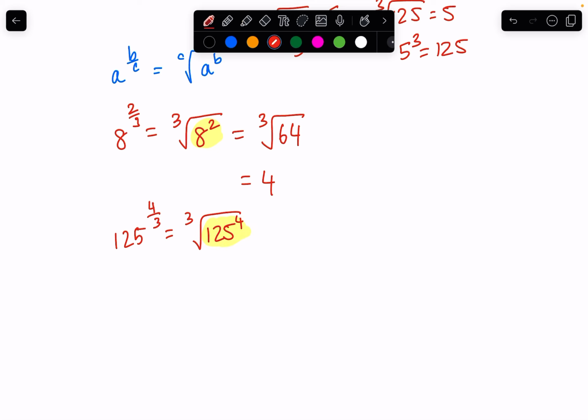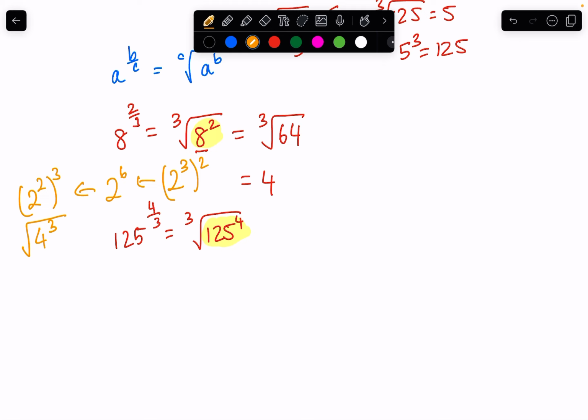So we know that 8 is 2 to the 3. In this case, I'm going to write it in a different color. We have 2 to the 3 to the power of 2, and we know that's 2 to the 6th. But we can also rewrite this as 2 to the 2 to the power of 3. And what does that do for us? This gives us 4 to the 3.